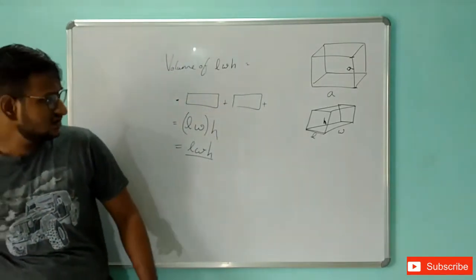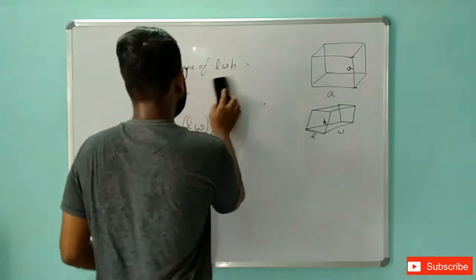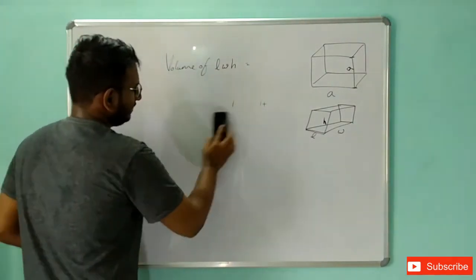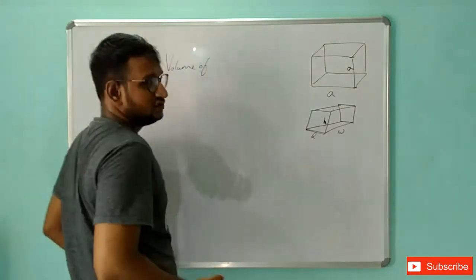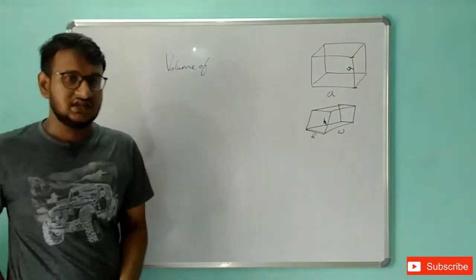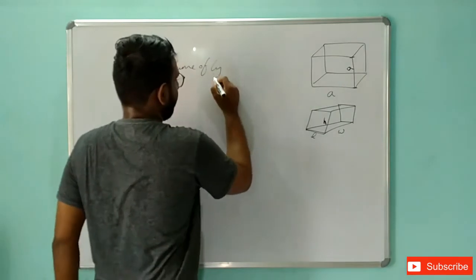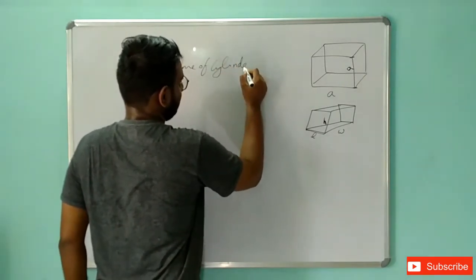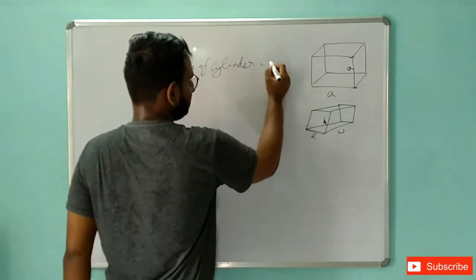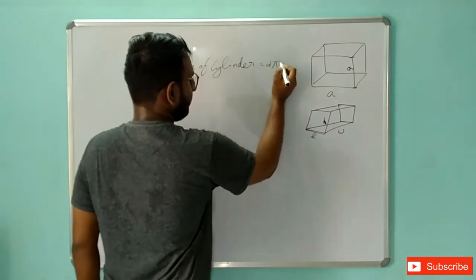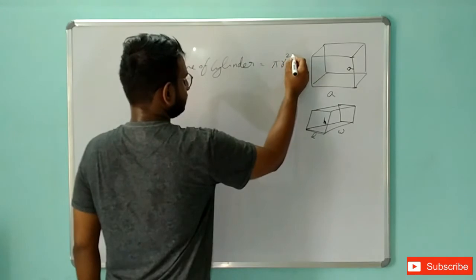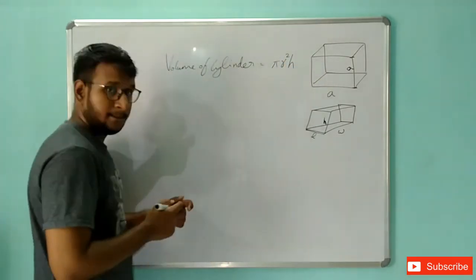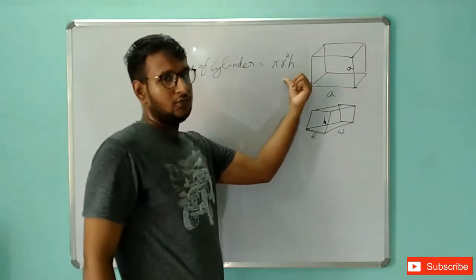Now let's see about the cylinder. This concept holds for the cylinder as well. We are going to find the volume of the cylinder by using the same method. The volume of a cylinder is pi r square h. This is the volume of a cylinder.